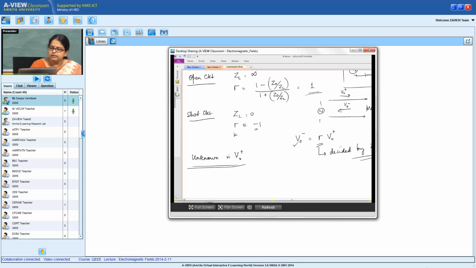Of course, we said the implication of having short circuit, open circuit. In fact, in general, your ZL is complex. My load could have a reactive part, a resistive part, which means in general gamma.